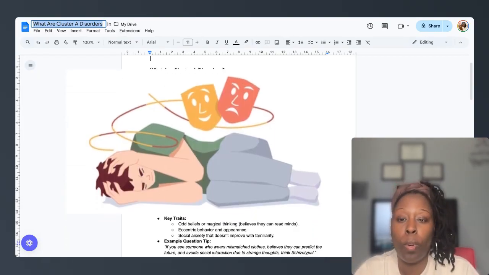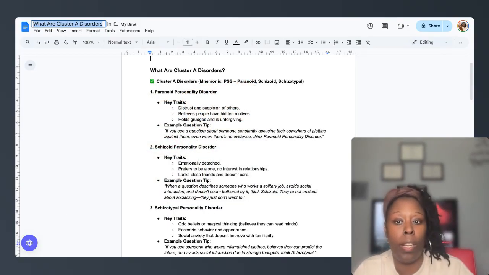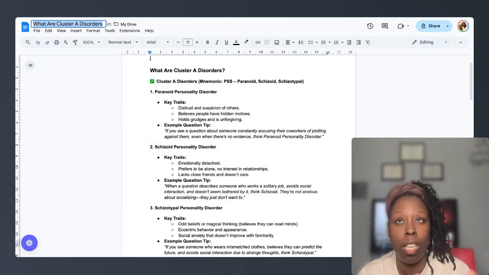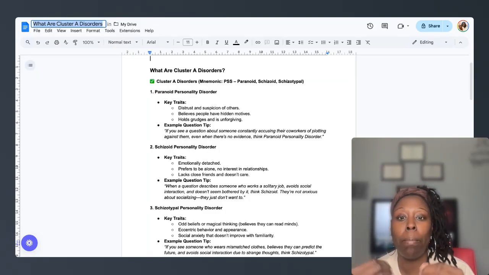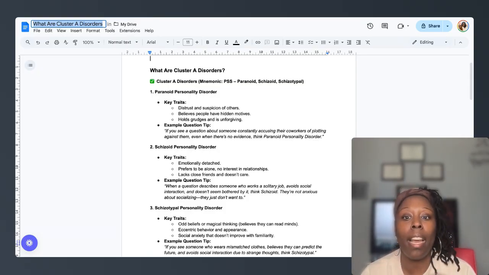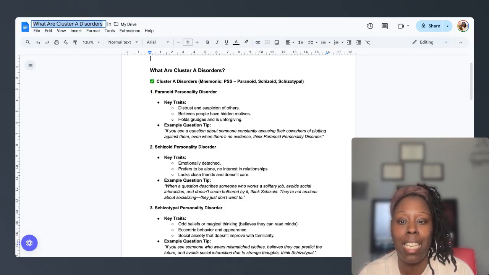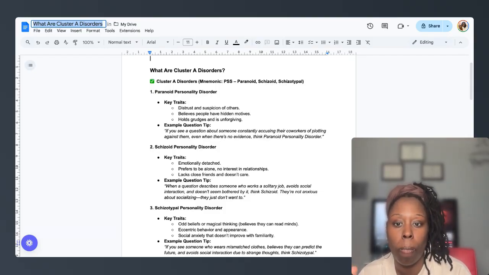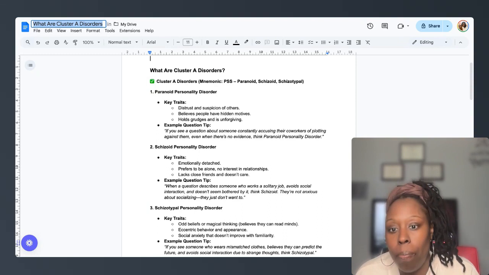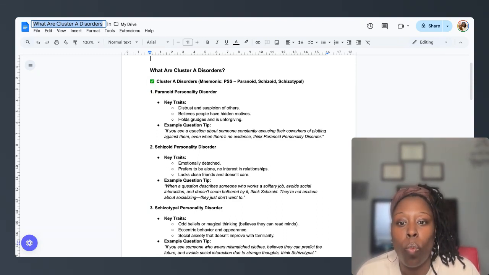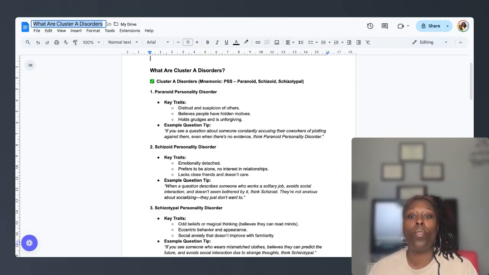First, let's talk about paranoid personality disorder. You can see the key traits right here: distrust and suspiciousness of others. You also have someone who believes people have hidden motives. They also hold grudges and are unforgiving. So these are the characteristics most likely seen with someone with paranoid personality disorder. Here's an example question or tip: if you see a question about someone constantly accusing their coworkers of plotting against them, even when there's no evidence, think paranoid personality disorder.